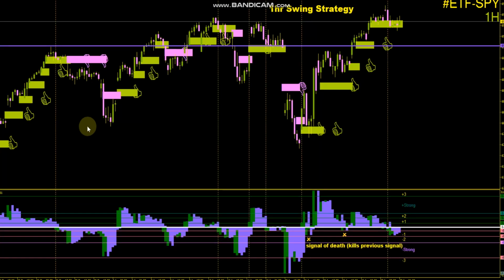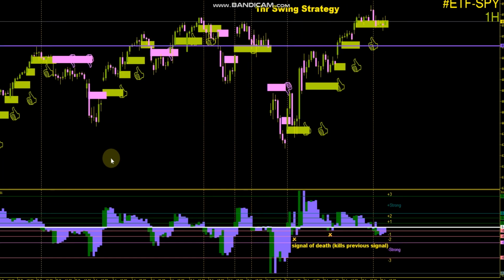So you short, and if you're trading options, you could do swing options, ones that expire out in the future, a couple days or at least one day. So you have this short.